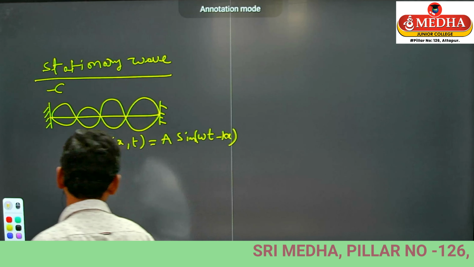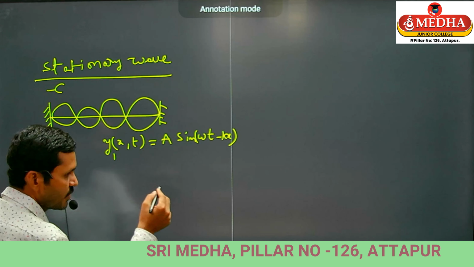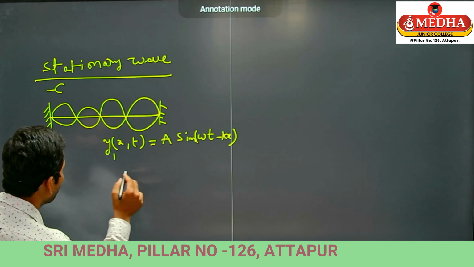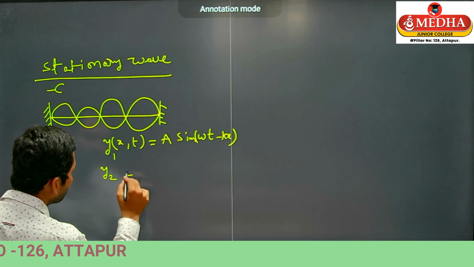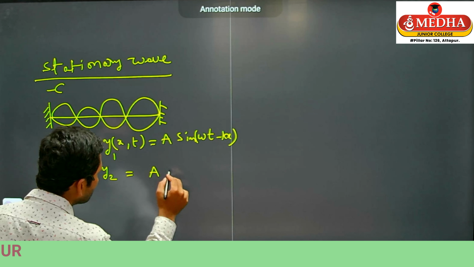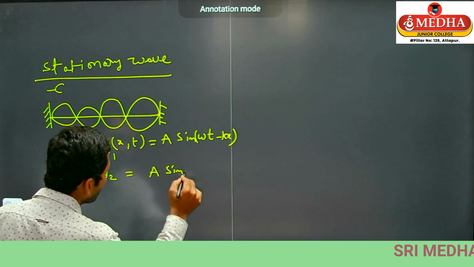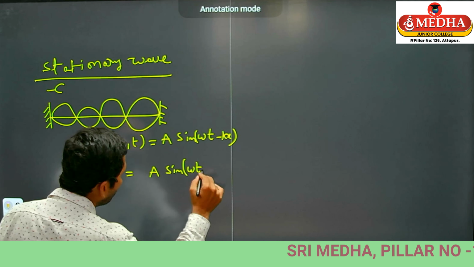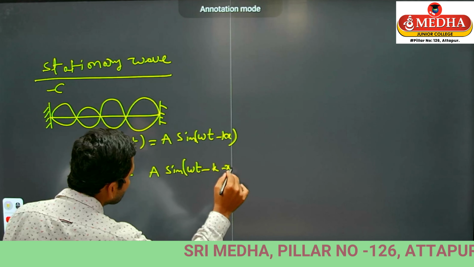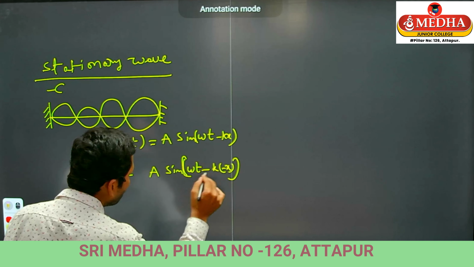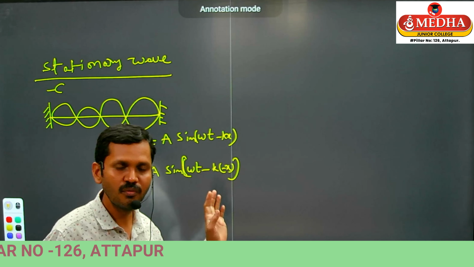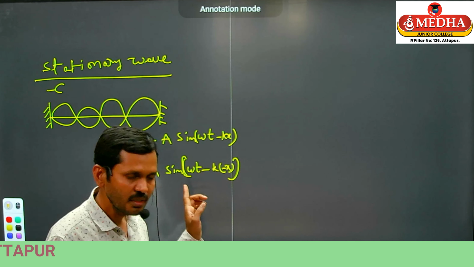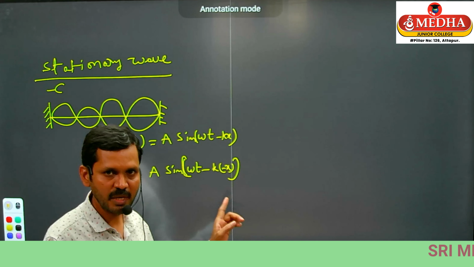Now this one I am taking as y1. After this wave reflects back from the rigid support, the displacement y2 is sine of omega t minus k into minus x. Why do we take a minus again for x? Because after reflecting back, the wave moves along the negative x direction, so I wrote the minus sign.